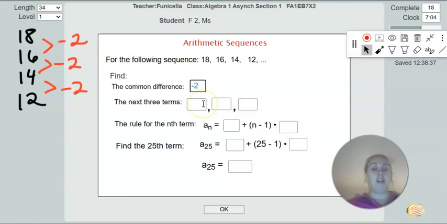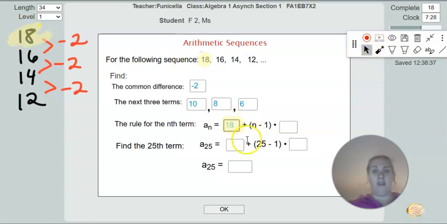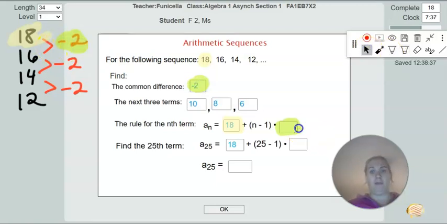Our next 3 terms, 12 minus 2 is 10. 10 minus 2 is 8. And 8 minus 2 gets us 6. So we're following that pattern of subtracting 2 each time. Here we put our first term, our a1, which we started out with, 18. And then over here, we're putting our common difference, which we saw was a minus 2.